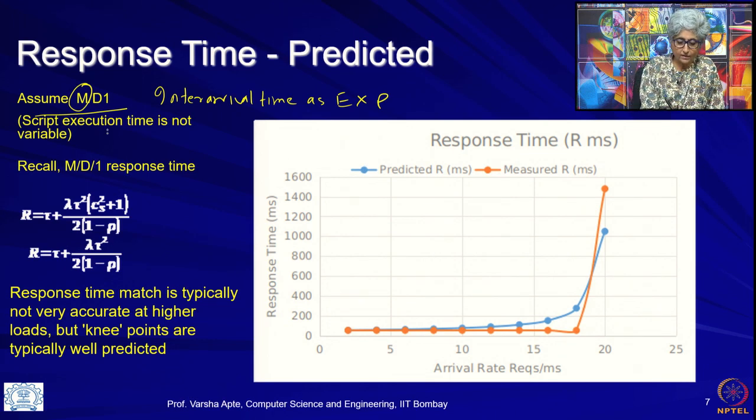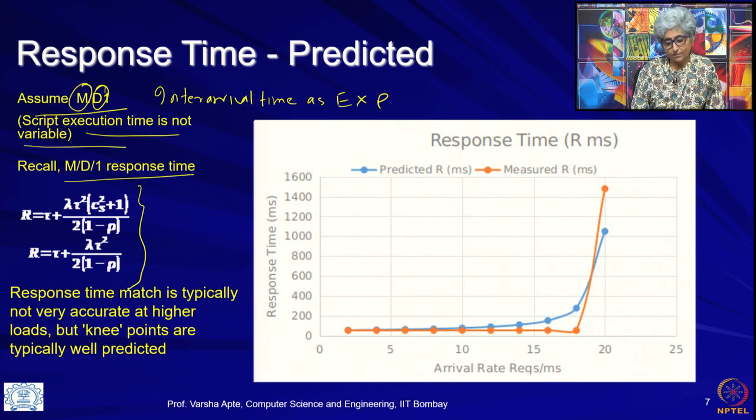The D part, the deterministic part, is not bad. We had referred to that earlier also. The execution time of the script is not expected to be variable. It is a fixed size loop, so it should take a fixed amount of time. So, the MD1 response time we had derived in the previous lecture. It is basically tau plus lambda tau squared divided by 2 times (1 minus rho). This is the response time.